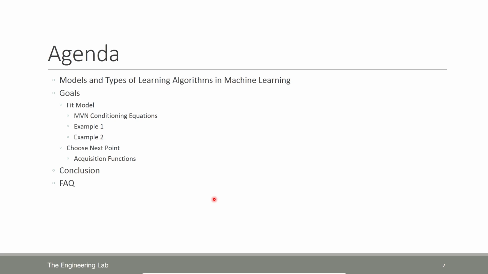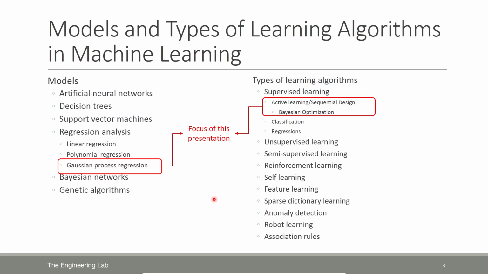After we go over how to fit a model, we go over acquisition functions. So your machine learning algorithm is going to have to pick the next, say, configuration of your finite element model. You're going to have to know how to choose the next point. So this is where we have a discussion on acquisition functions. That's the second goal. And then at the very end, I'll end with the conclusion and the frequently asked questions.